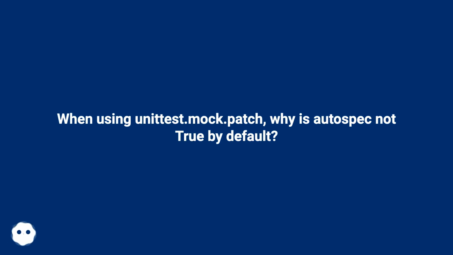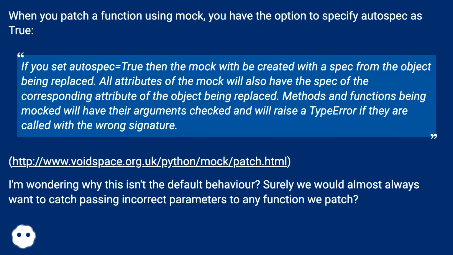When using unittest.mock.patch, why is autospec not true by default? When you patch a function using mock, you have the option to specify autospec as true. If you set autospec equals true, then the mock would be created with a spec from the object being replaced. All attributes of the mock will also have the spec of the corresponding attribute of the object being replaced.